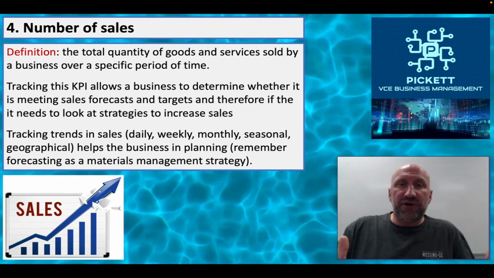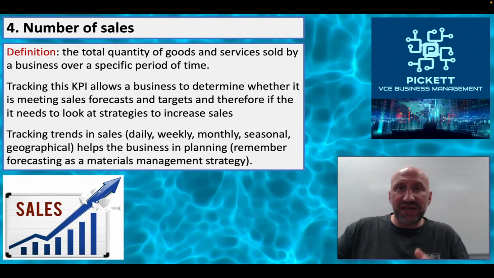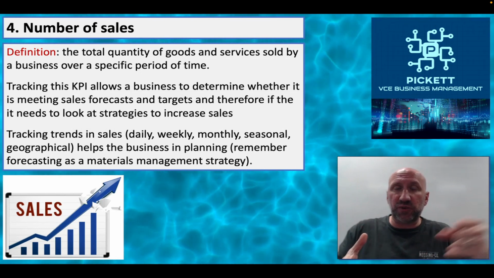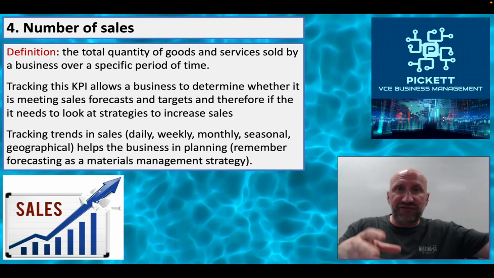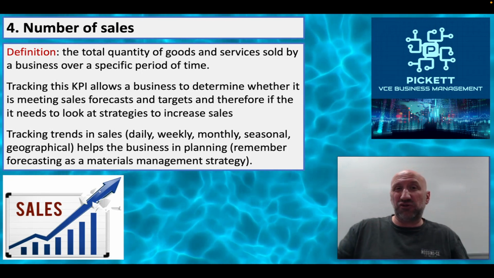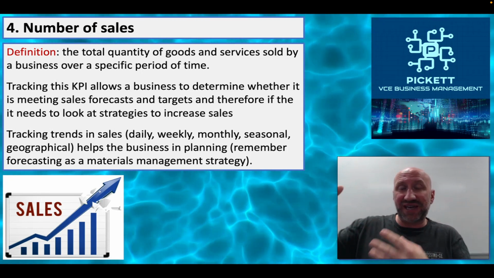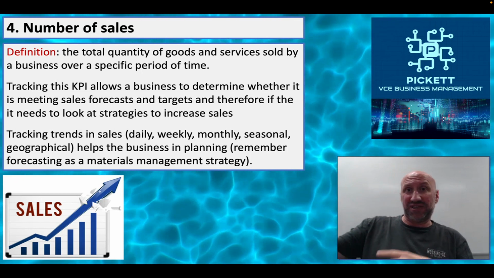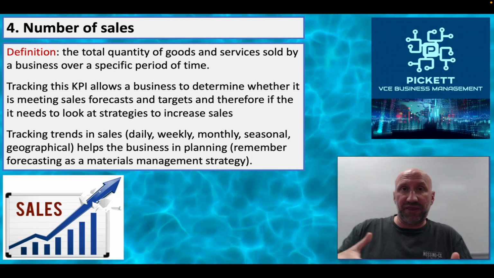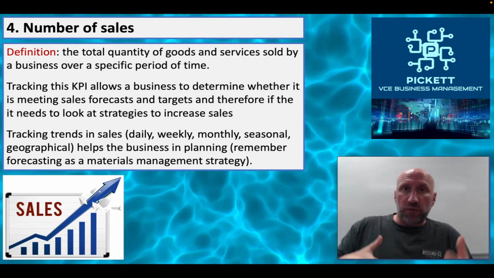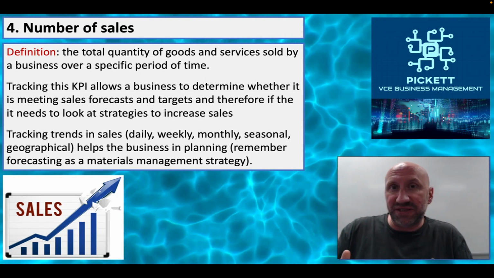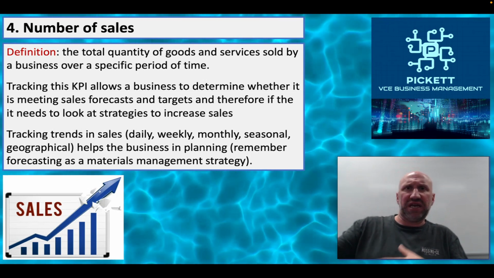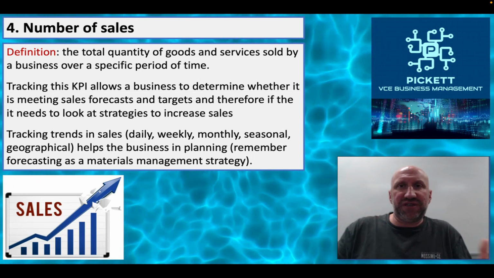Tracking trends in sales. Now, this might be a daily process, a weekly process, monthly, seasonal, even geographical. So if we're selling to other countries, we're going to be tracking our sales in each of the different markets that we're selling into. If we sell across Australia, we might track our sales state by state. So we might be increasing sales in one state, but they might be decreasing in another state. So again, that gives a starting point of we need to do an investigation in why it is that we're selling more in Queensland, but we're selling less in Victoria. It might be very obvious if it's a seasonal product.